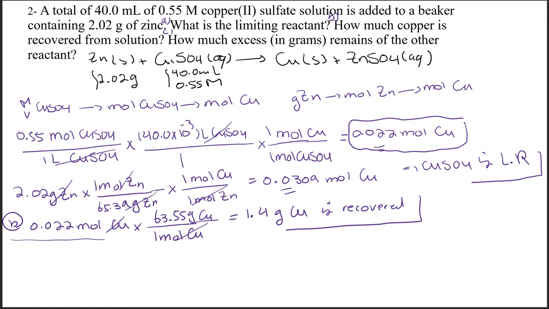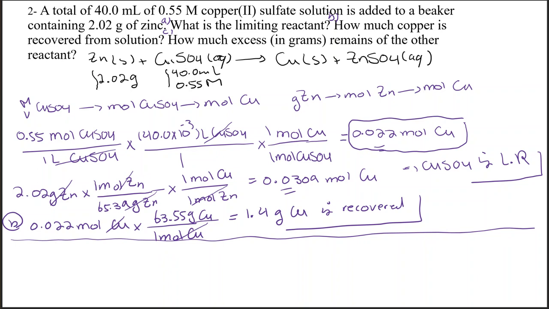So the last part is asking how much excess remains of the other reactant. So our excess reactant here is zinc. So we have 2.02 grams of zinc. In order to see how much excess remained, we first need to know how much of the zinc actually reacted with our copper(II) sulfate solution. So the first step is finding out how much of the zinc reacted with the copper(II) sulfate solution.